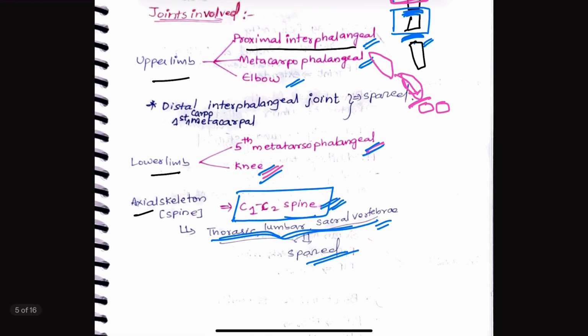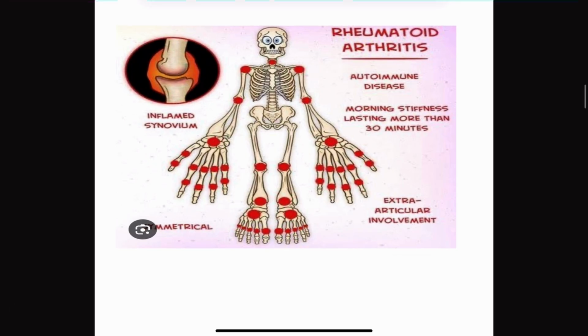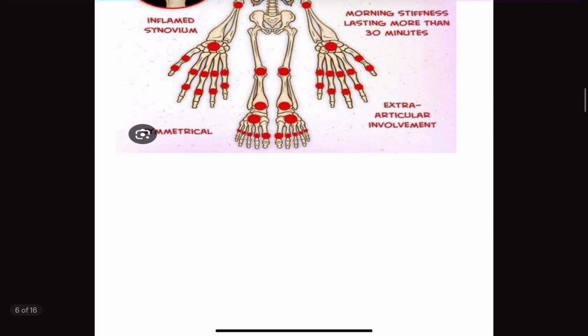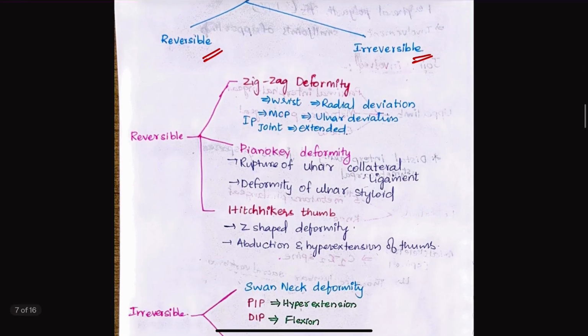Now we'll move on to deformities. Mostly there is involvement of proximal interphalangeal joints and metacarpophalangeal joints. This is just a diagrammatic representation, please check it over here. Now let's move on to the deformities. There are reversible deformities and irreversible deformities. First let us deal with reversible deformities.